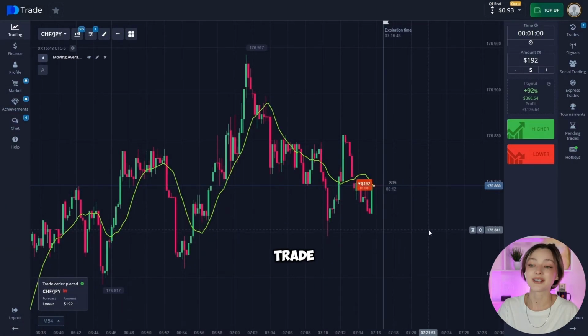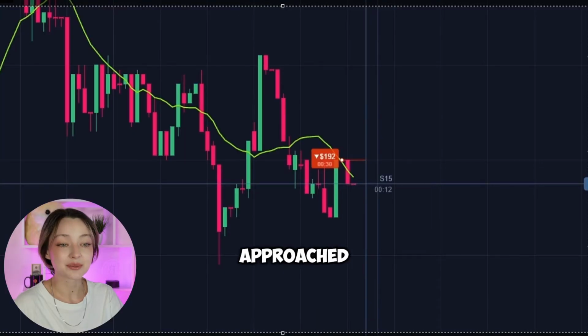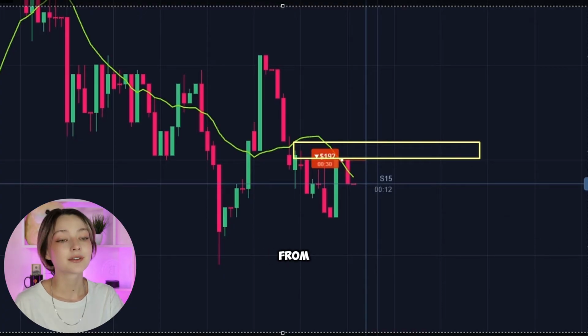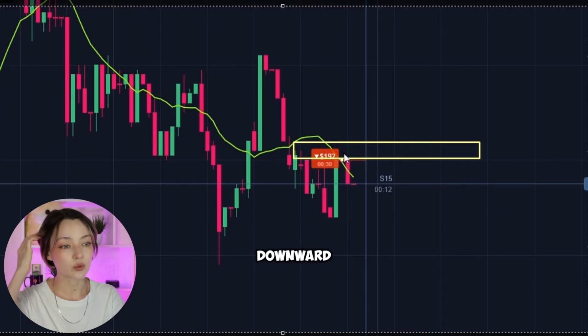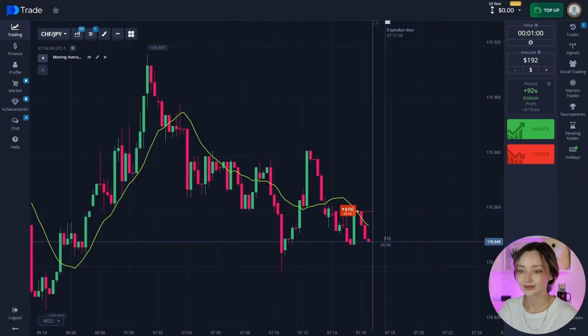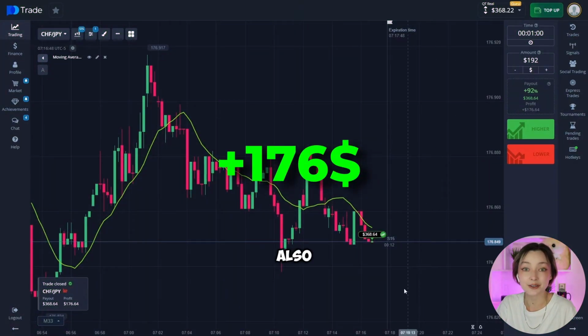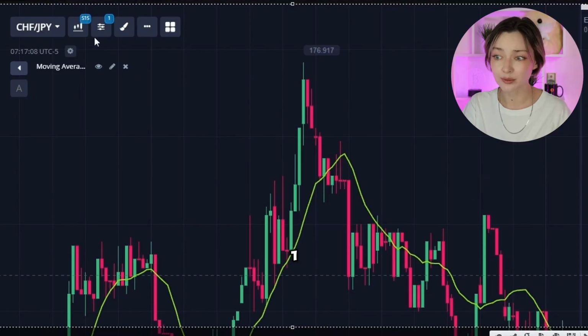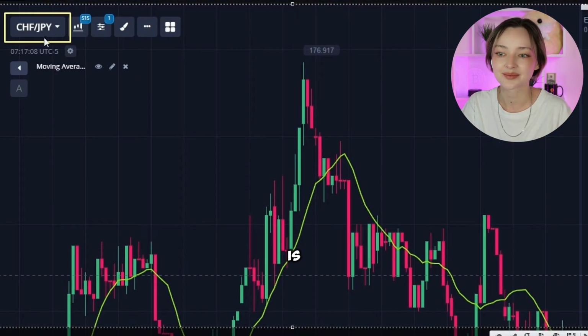So I'm placing a trade downwards. We can see the price has approached this line right here, which plays the role of a support level. From this line, I'm expecting a downward price motion. And look what a great move. In this case, I also used 1 minute. The thing is that you can't open trades for less than 1 minute at current affairs without any OTC mark. That's just how it is. So let's look for other situations.